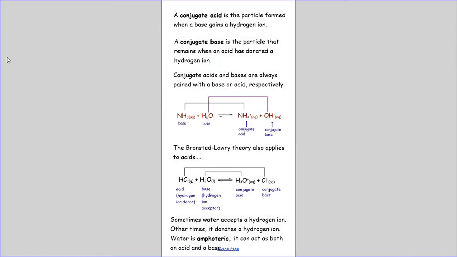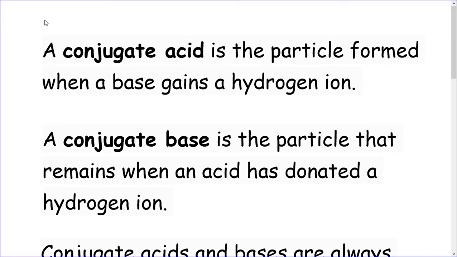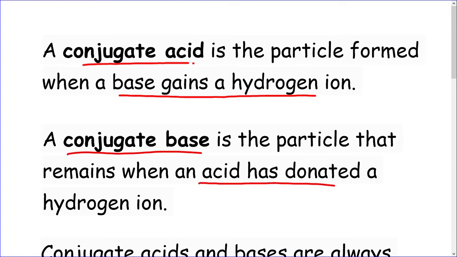So let's make this just a little bit bigger to see. A conjugate acid is the particle formed when a base gains a hydrogen ion. A conjugate base is just the opposite. It happens when an acid has donated a hydrogen ion. So those are just a couple of definition terms to go through.